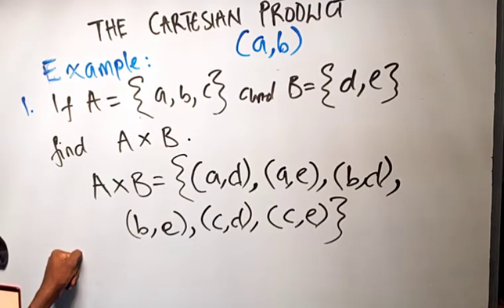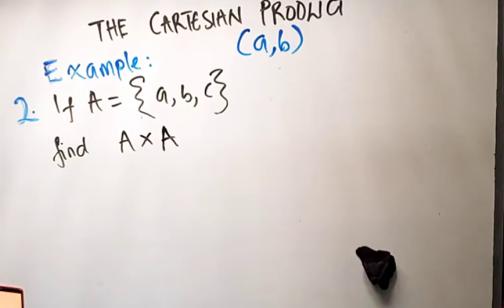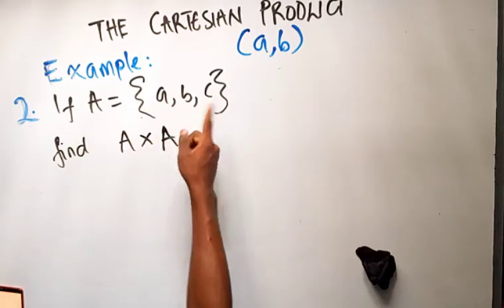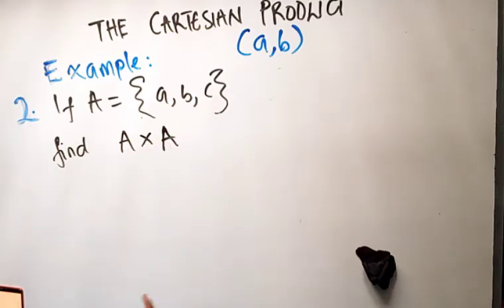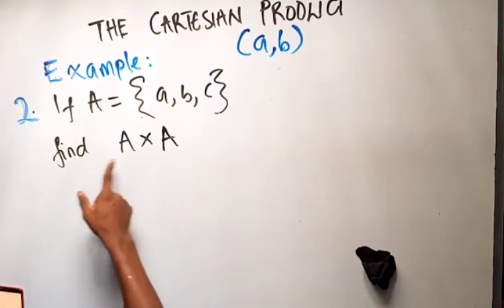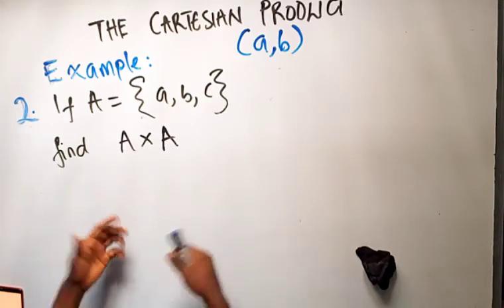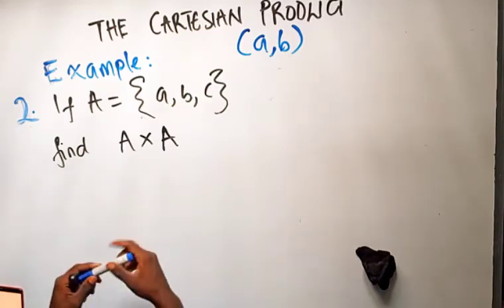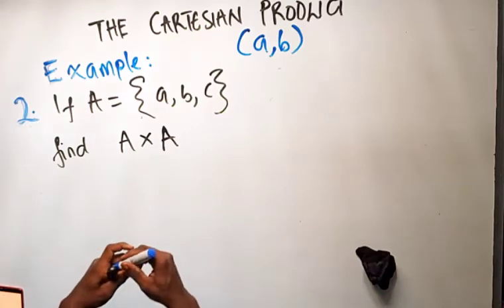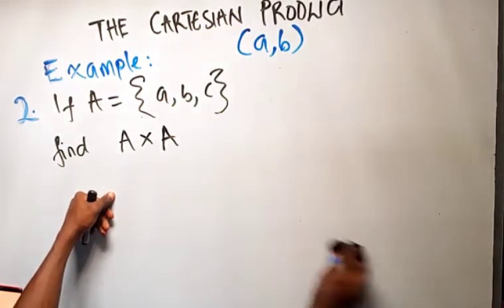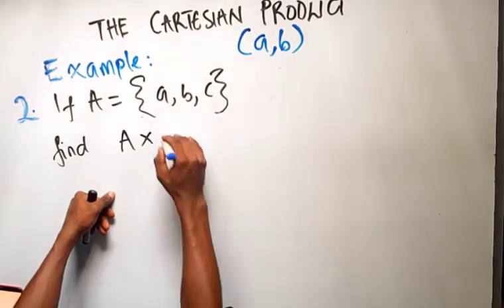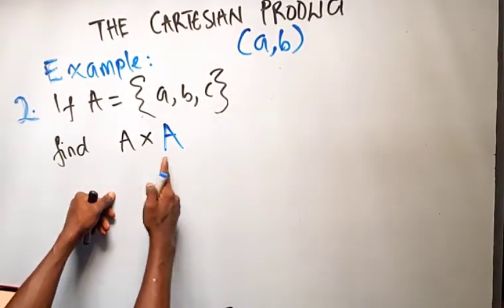Let's move on to the second example. Here, as you can see, we are given only the set A, where A is equal to {a, b, c}. The idea I want to share with you is that we are to find A cross A, just the Cartesian product of a single set, that is, a set with itself. We are still going to do this the same way, it's nothing different. Since A is equal to this, then this other A here is not going to be different. It will still be the same thing.